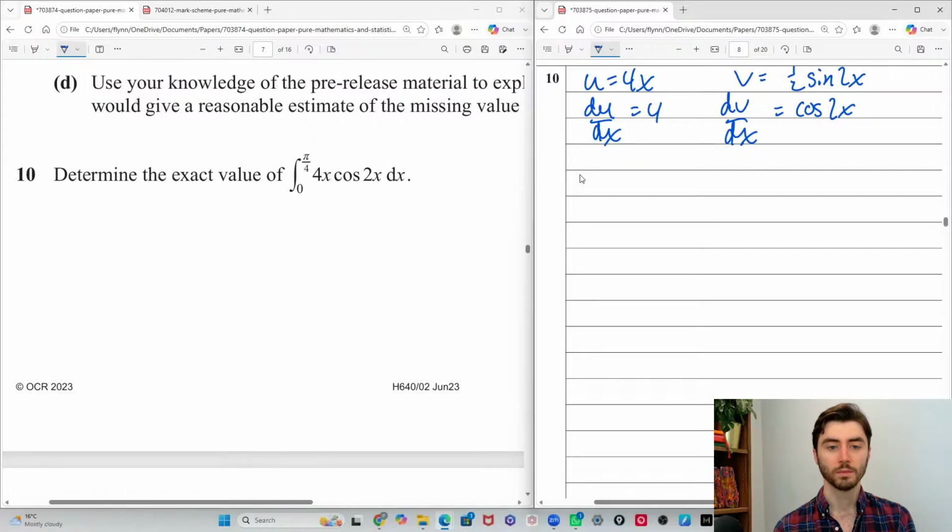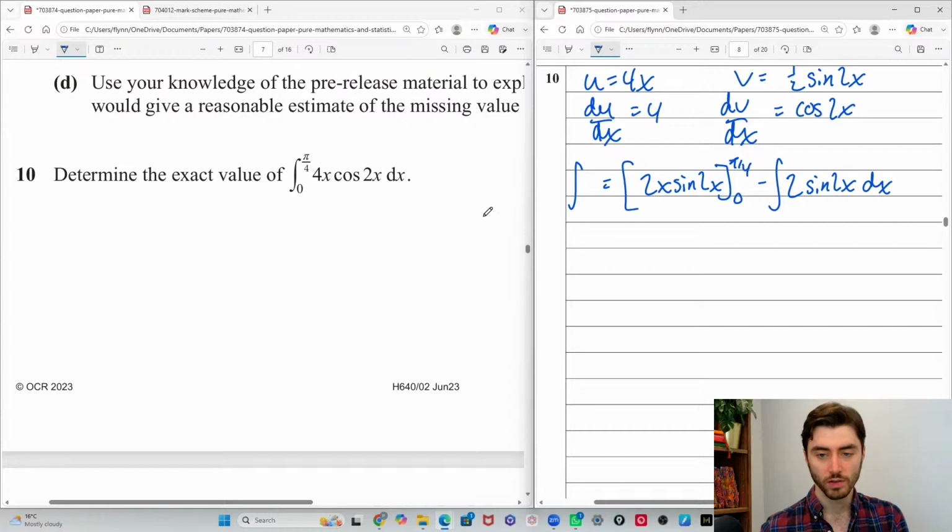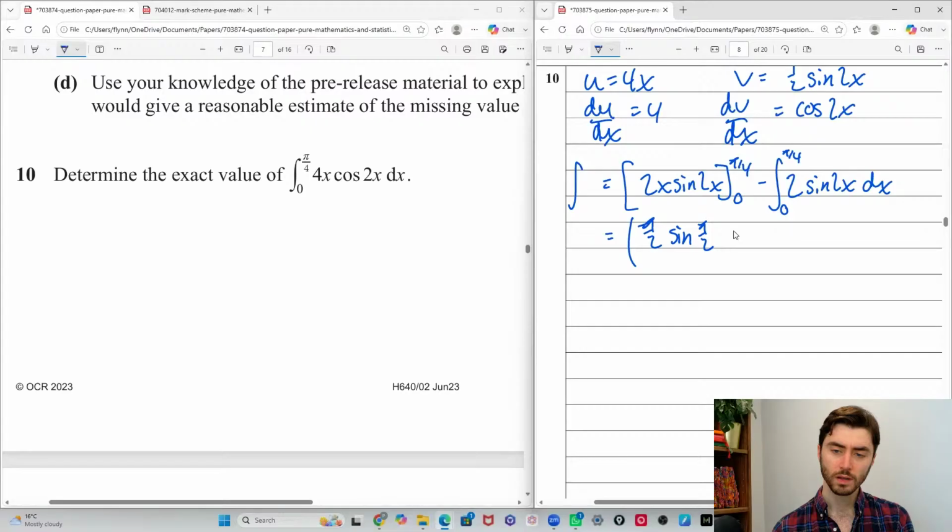So the integral becomes uv. So we've integrated that. So it becomes 2x sine 2x between pi over 4 and 0, minus the integral of 2 sine 2x dx. Now, this formula is on your formula sheet if you require it. So it's uv minus the integral of v du/dx. I'll plug it in now. So that would be pi over 2 sine pi over 2 minus 0.